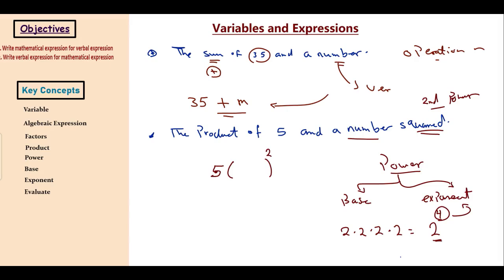So we said something unknown to us in mathematics is written as a letter, so we can use any letter to express this unknown number. Let's say this is letter d, a small d. So the expression would be 5d squared. And keep this in your mind: the power 2 is only for the d. It's not for the 5, because the 5 is multiplied by d squared. It is the product of 5 and d squared.